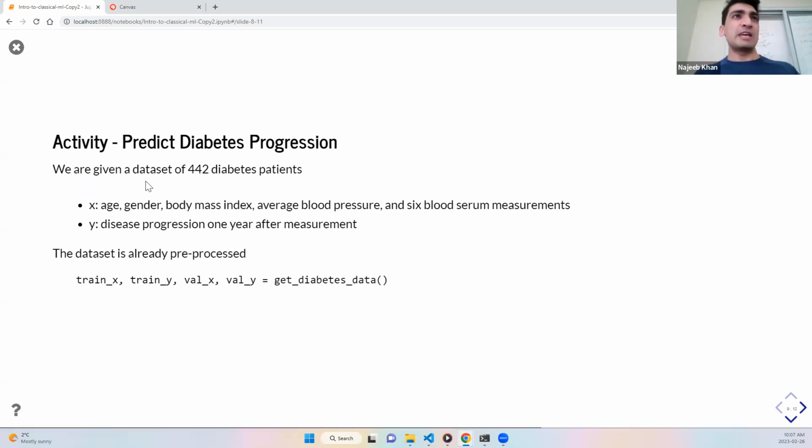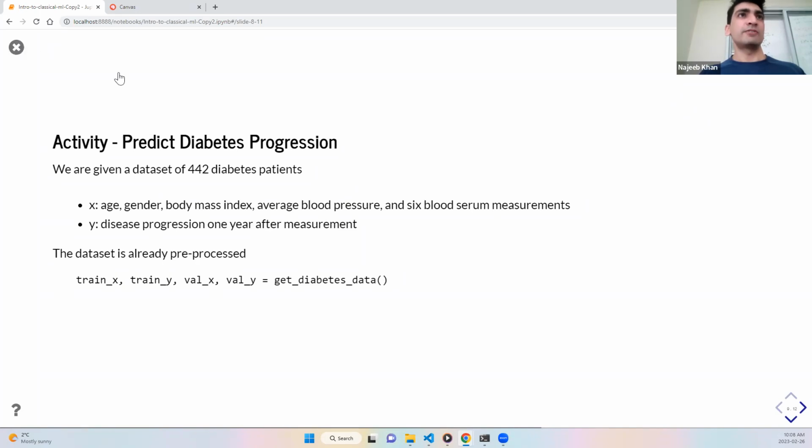So let's say we are given a data set of 442 diabetes patients, and the data set consists of XY pairs. X is the feature vector consisting of features like age, gender, BMI, average blood pressure, and other blood measurements. And Y is disease progression 1 year after measurement. So is it 20% increased or 20% decreased after we measured the patient?